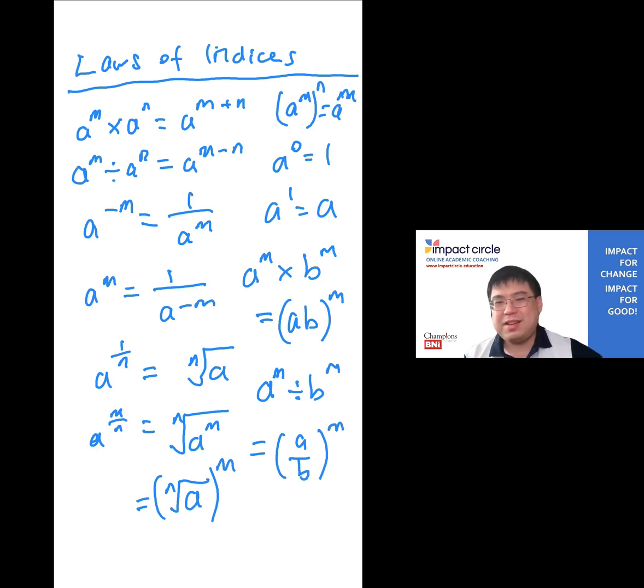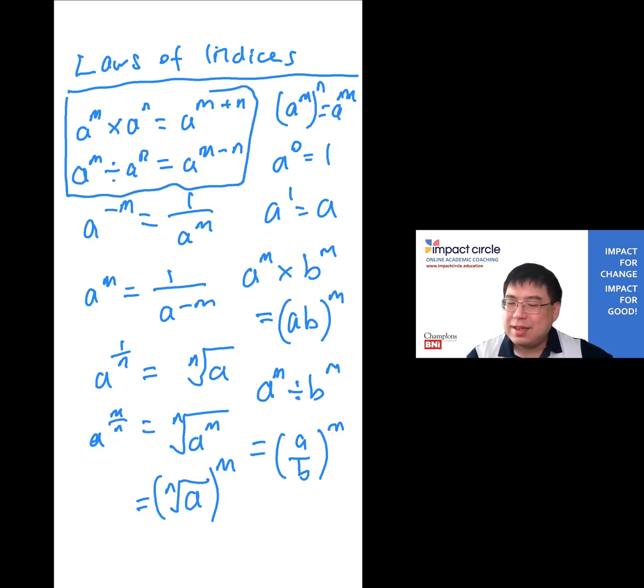So these are the laws of indices. Even though they might seem very complicated, like there are a lot, just remember the first three are the most important. With these, you can actually come up with all the rest. So there you have it.